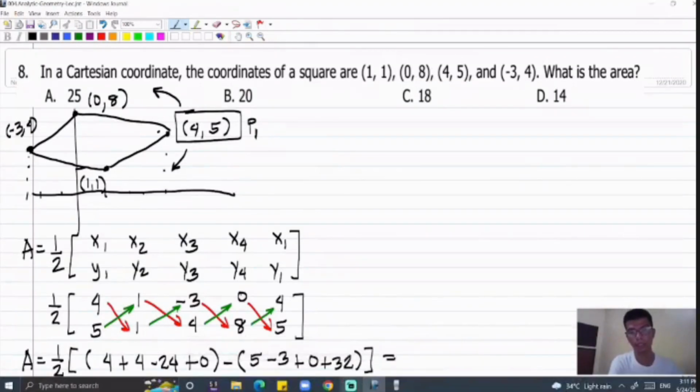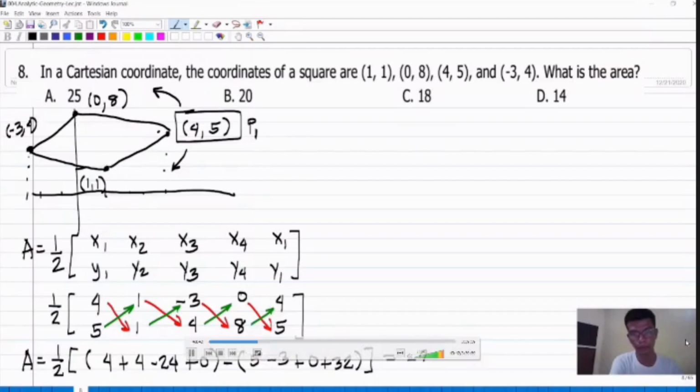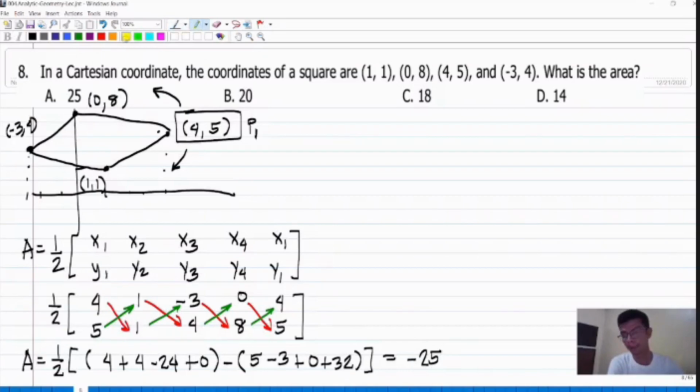So, this will be the area of the square. 1/2 of 4 plus 4 minus 24 plus 0 minus 5 minus 3 plus 0 plus 32. So, the answer is negative 25. And the answer is 25 square units. Letter A.